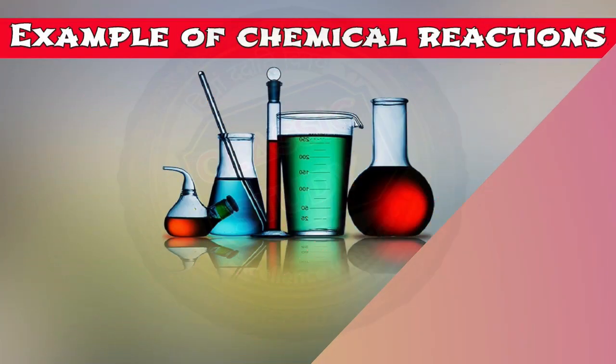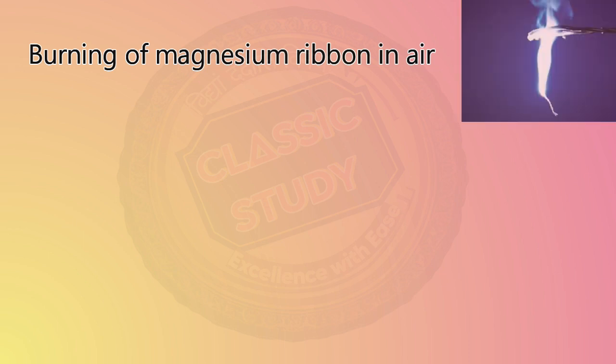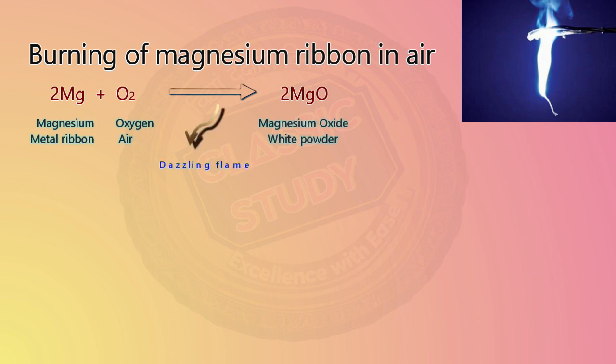Examples of chemical reactions: burning of a magnesium ribbon in air. When we heat a magnesium metal strip in presence of air, that is oxygen, it results in formation of magnesium oxide. So 2Mg plus O2 gives 2MgO. This reaction releases a lot of heat and light and burns with a dazzling flame.